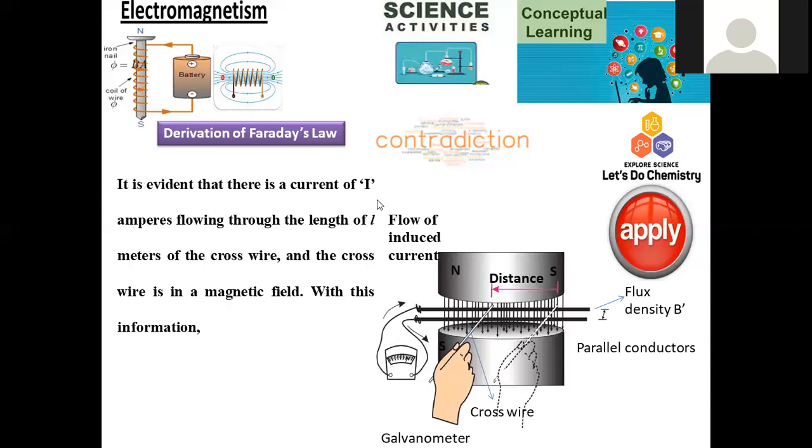It is evident that there is a current I, in amperes, flowing through the length of L meters of the cross wire, and the cross wire is in the magnetic field. Here it is already known that the length between the two bar magnets is taken as L, measured in meters, and the cross wire experiences the magnetic field associated with the two bar magnets in close proximity.